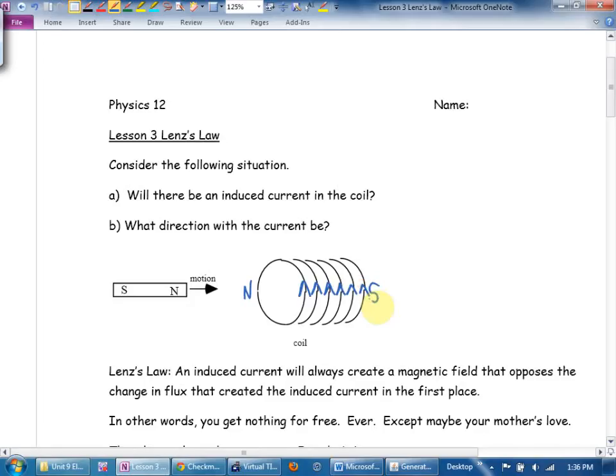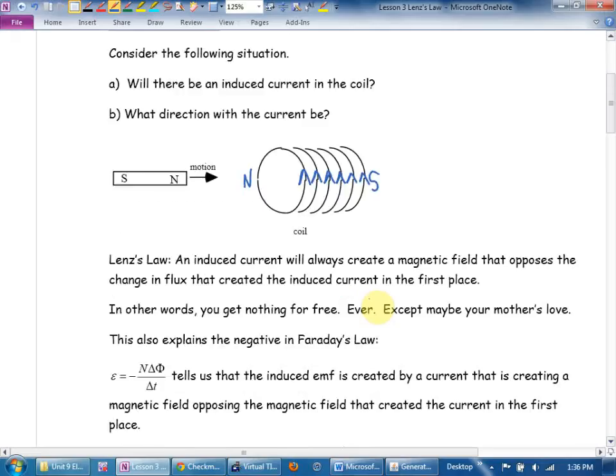That's Lenz's law. And it's a weird law because, Evan, it's not an equation, it's English. Here is Lenz's law. It says an induced current will always create a magnetic field that opposes the change in flux that created the induced current in the first place. So what was the change in flux here? North pole moving right? What would resist that? A north pole right there pushing against it.